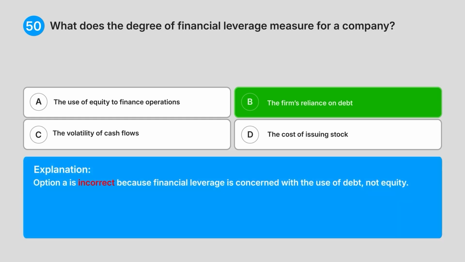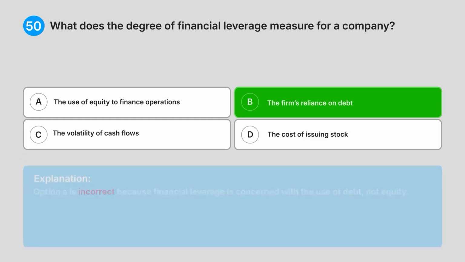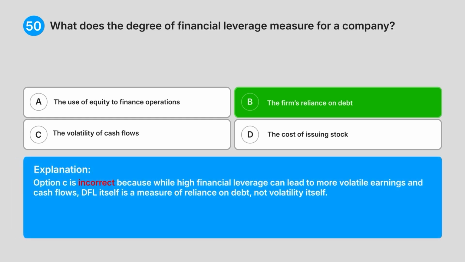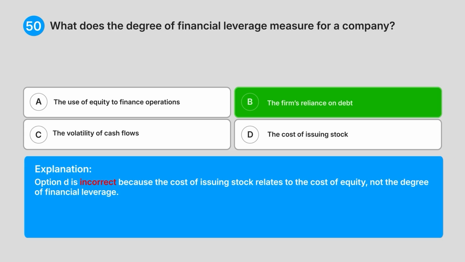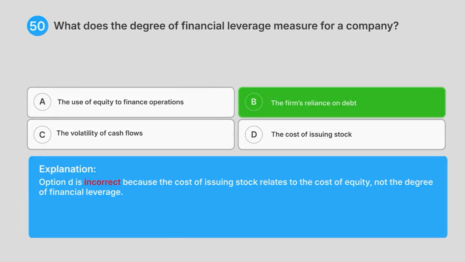Option A is incorrect because financial leverage is concerned with the use of debt, not equity. Option C is incorrect because while high financial leverage can lead to more volatile earnings and cash flows, DFL itself is a measure of reliance on debt, not volatility itself. Option D is incorrect because the cost of issuing stock relates to the cost of equity, not the degree of financial leverage.